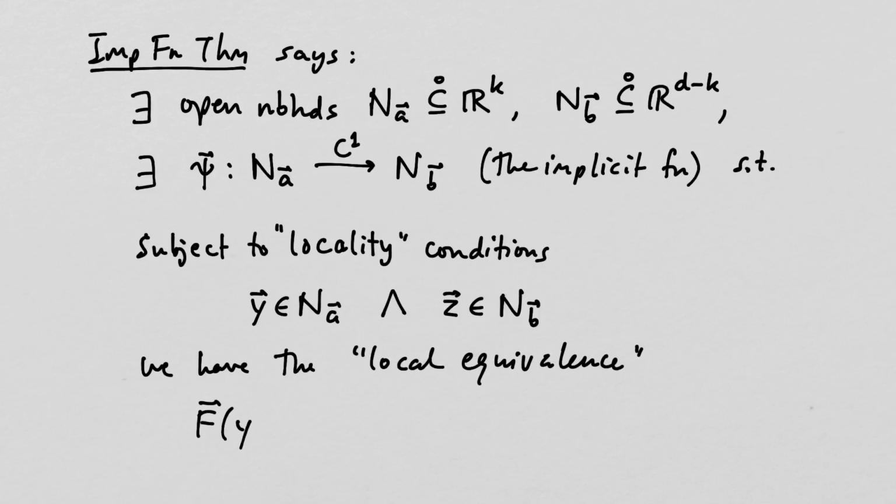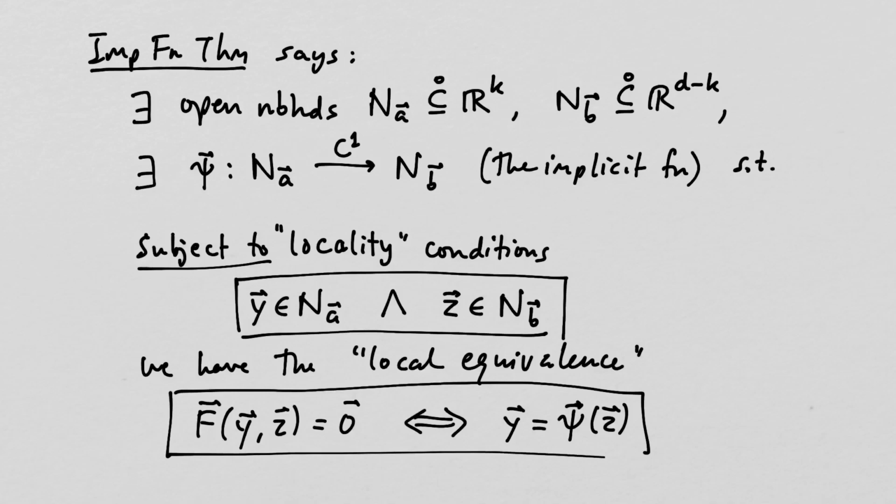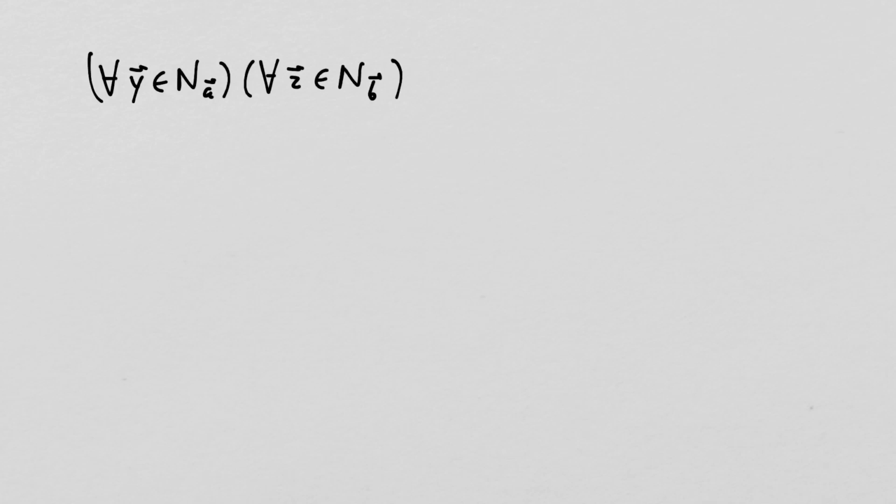That the original equation, big F equals 0, is equivalent to y equals psi of z. So y has been solved for as an implicit function of z. But it's only subject to, meaning these conditions have to hold before we can conclude that this biconditional is true. So from a logical point of view, what this is really saying is that for every y in this neighborhood, and for every z in this neighborhood, the equation big F of yz equals 0 holds if and only if y is equal to psi of z.